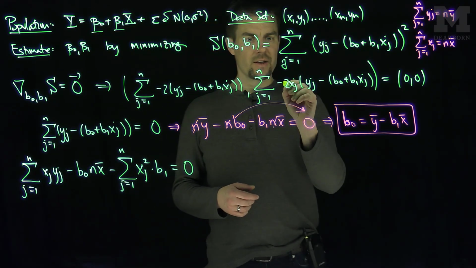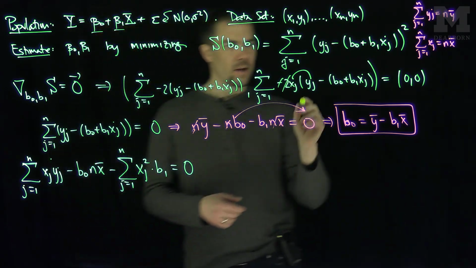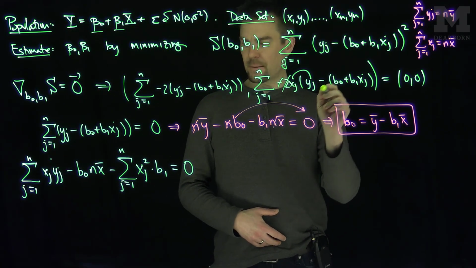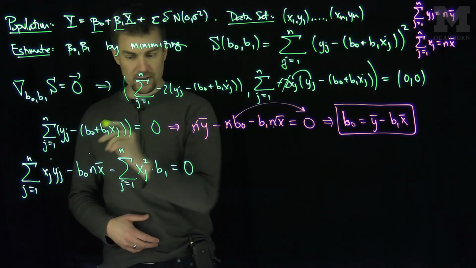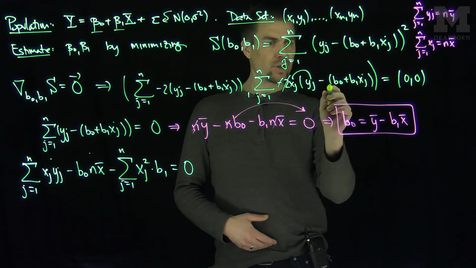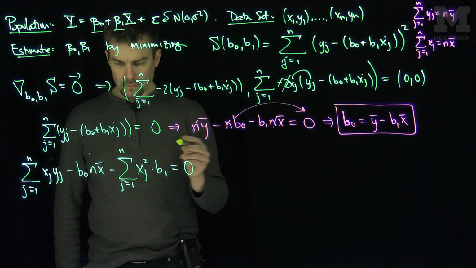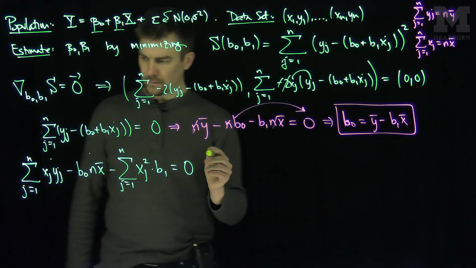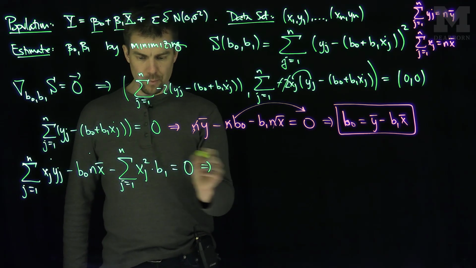So let's just double check. The first term we have, the negative 2 cancels out, so we have the sum of xj yj right over here. Then we have xj times b0, so that's going to be a negative b0 and then n x bar. That's that term. And then finally we have an xj, negative b1 xj, that's b1 xj squared. Excellent. So now, what can we do? We can solve this for b1, so we'll put the b1 on the other side.